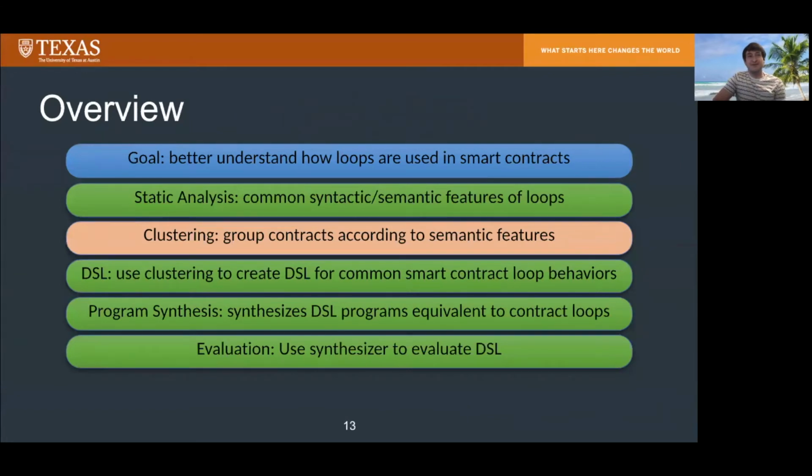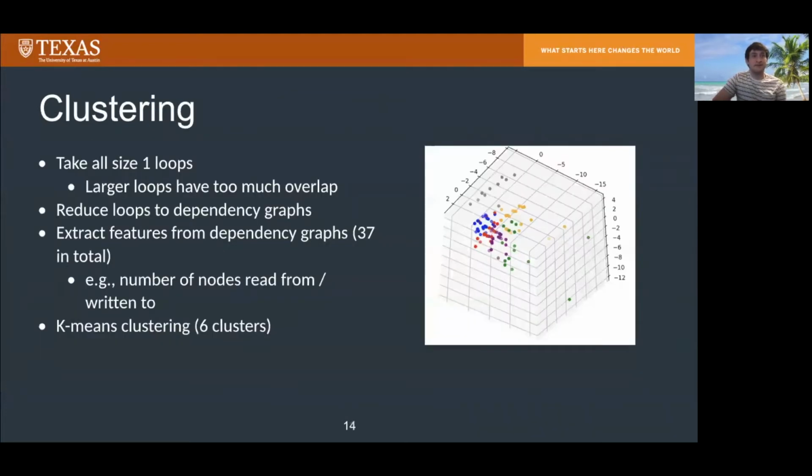So, now we've given a quick overview of some of the findings from our static analysis. We will now move on to explain how we use that static analysis to group contract loops according to similar semantic features. In order to perform clustering, we first separated all loops of size 1. We did not consider larger loops in the clustering because overlaps in their behavior made clustering difficult. We then converted each loop into a dependency graph, which exposed many semantic features similar to those discussed earlier.